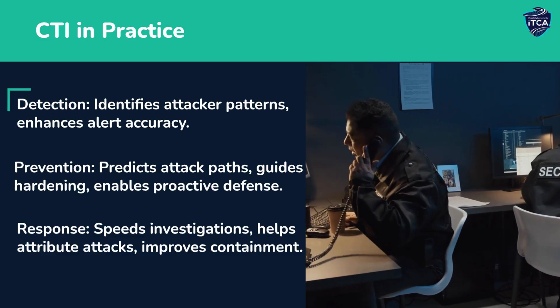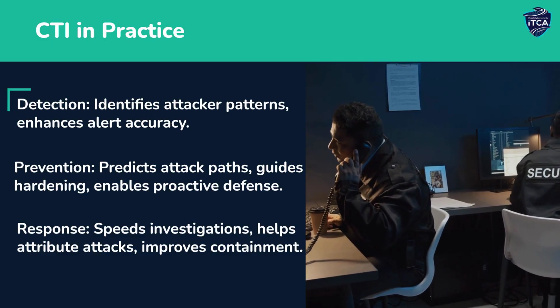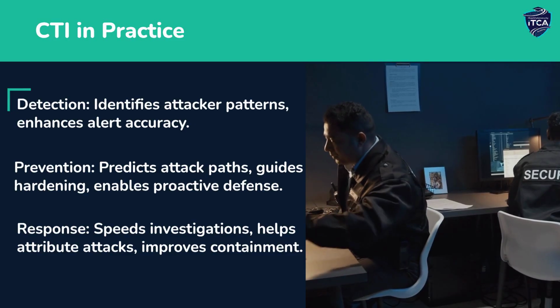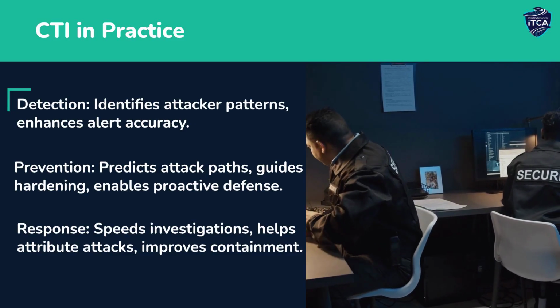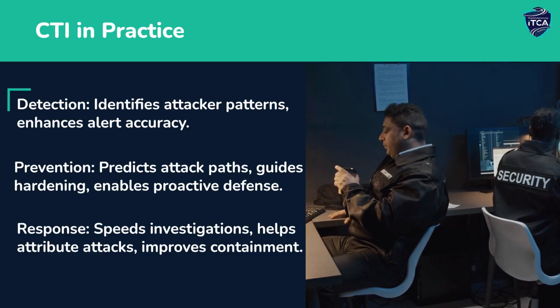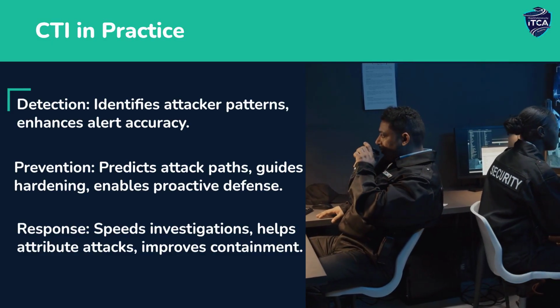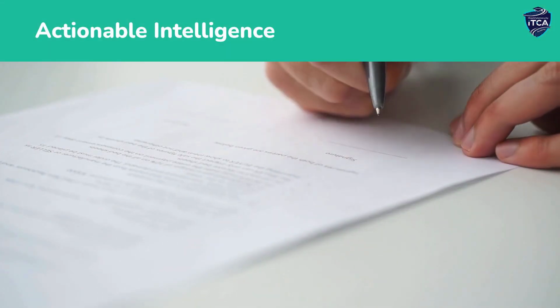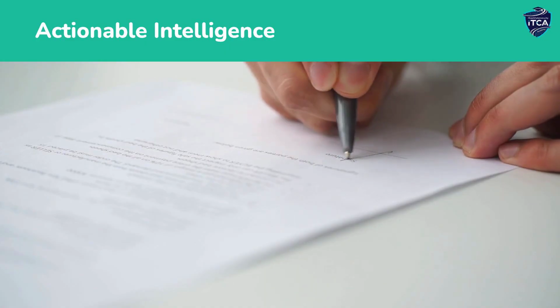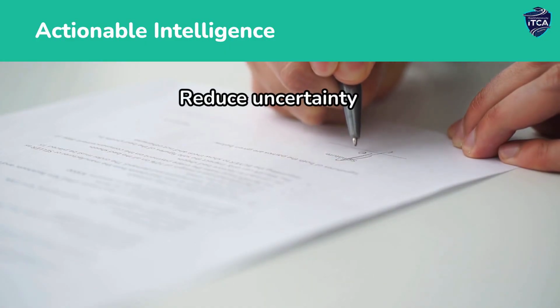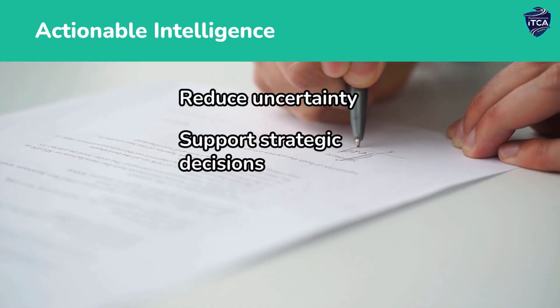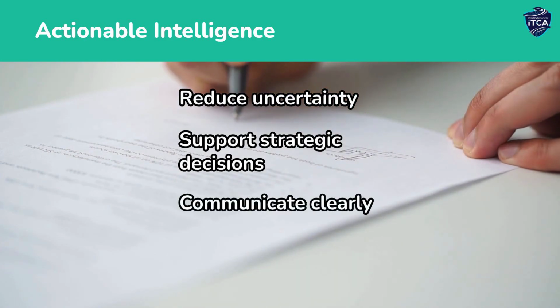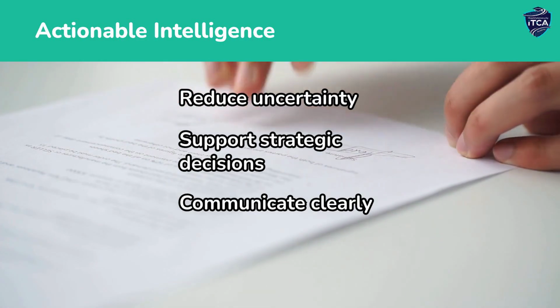CTI supports response by speeding up incident investigations, helping attribute attacks, and improving containment strategies. When an incident occurs, intelligence provides context that allows teams to act quickly and effectively. Organizations expect CTI teams to deliver actionable intelligence, reduce uncertainty, support strategic decisions, and communicate clearly. Intelligence that cannot be understood or acted upon has no value.